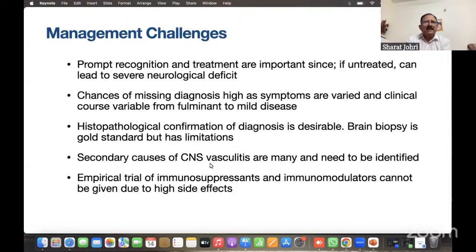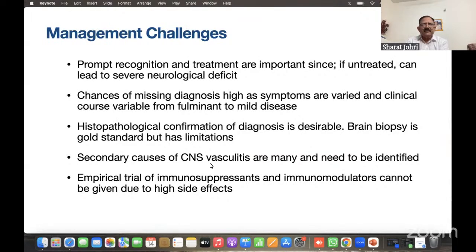So management challenges are there because first you have to promptly recognize and treat early, because if we treat it later, then severe neurological deficit can occur. Chances of missing the diagnosis are high because symptoms are varied and clinical course is variable. Histopathological confirmation of diagnosis is desirable, and brain biopsy is the gold standard, but has its own limitations: not positive in all cases, and a difficult procedure, not done at all centers.